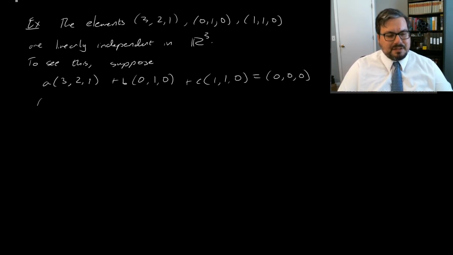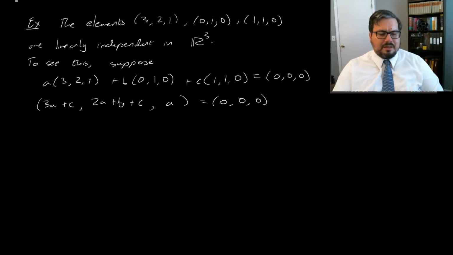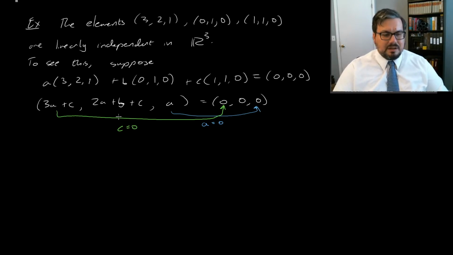Well, if we combine together all the things on the left, we get 3A plus C in the first entry. We get 2A plus B plus C in the second entry, and we get A in the third entry. And we want this tuple, this element on the left, to equal this element on the right. Well, we can see from comparing the third coordinates here that we must have that A equals 0. Well, if A equals 0, but 3A plus C equals 0, this means C would have to be equal to 0. And if A and C are equal to 0, but 2A plus B plus C equals 0, well, then B would have to equal 0 also.